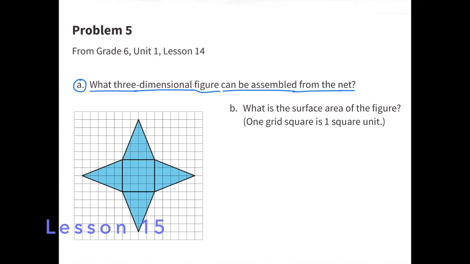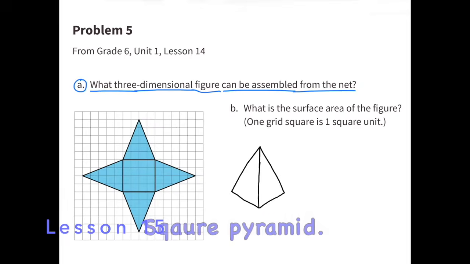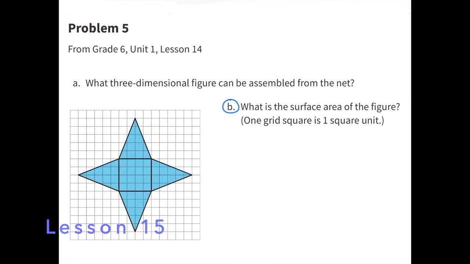Number 5. A. What three-dimensional figure can be assembled from the net? A square pyramid can be assembled from this net. B. What is the surface area of the figure? 1 grid square is 1 square unit.